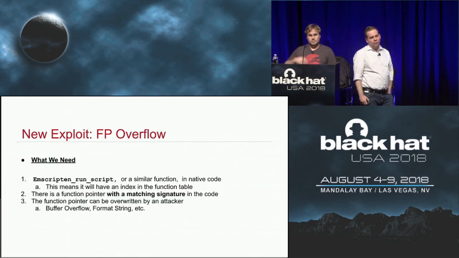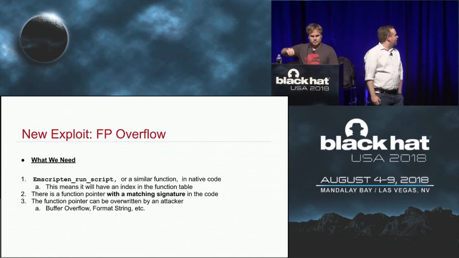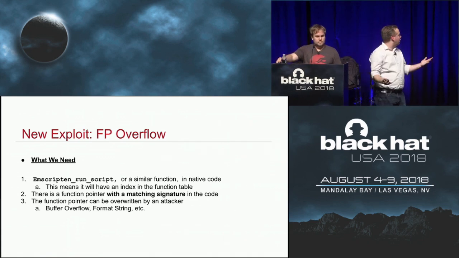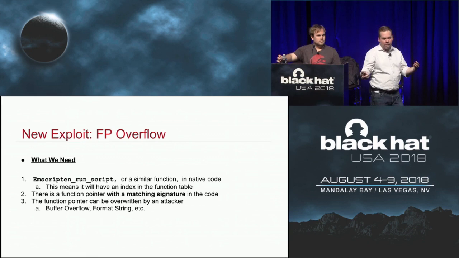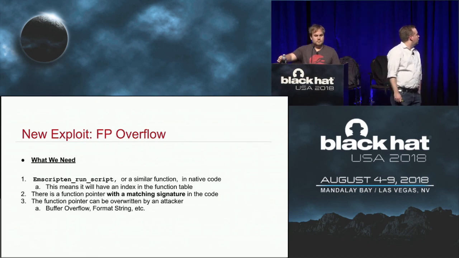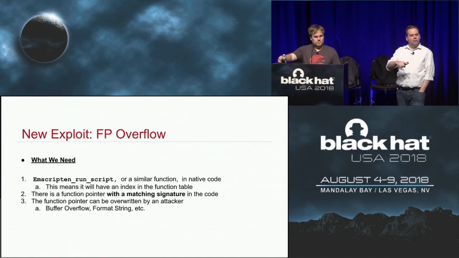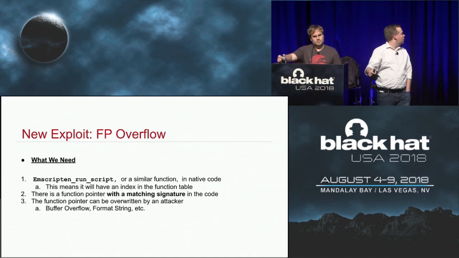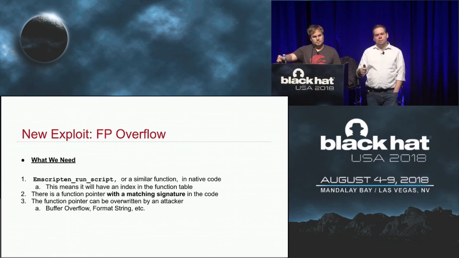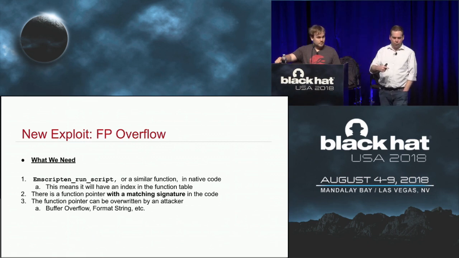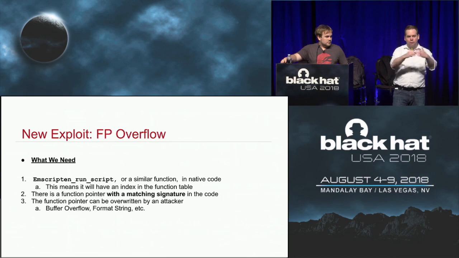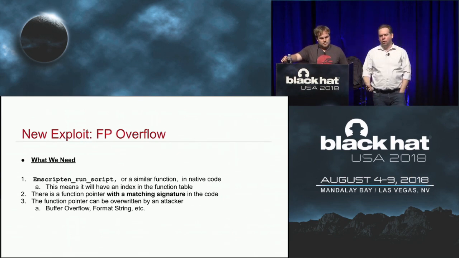In order for this to work, there's a few things that have to hold. First, emscripten_run_script has to be already in the program that we're wanting to attack. That means it's in the function table. There has to be a function pointer somewhere else in the program that has the same signature as emscripten_run_script, so it returns nothing and takes 1 int parameter. And we have to be able to somehow overwrite that function pointer. We're going to show you buffer overflow, but any other trick you've got that can arbitrarily rewrite some value will work.